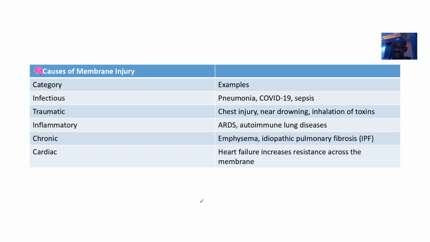Could be infections. You have the examples there. Could be traumatic issues, chest injuries. Could be inflammatory issues, like the acute respiratory distress syndrome that I was telling you about. Could be chronic issues, that's issues that have been there for a very long time. Could be heart-related issues.